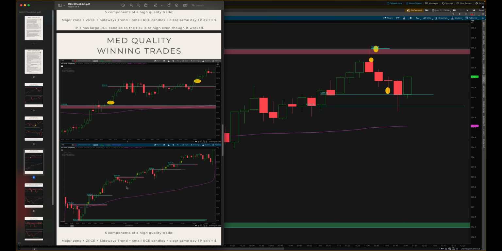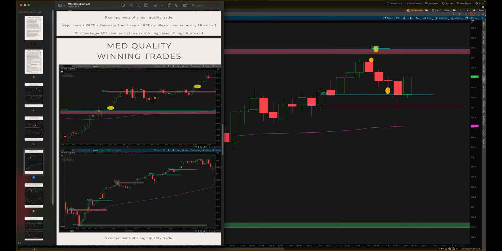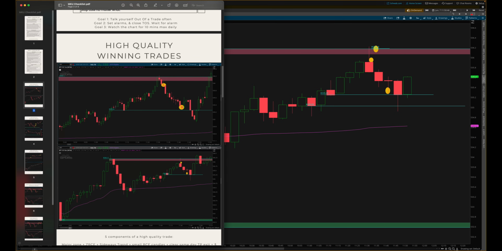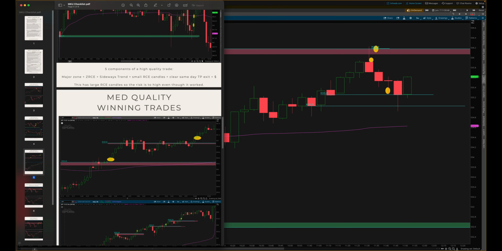I want the logic of: wait for the zone to get tapped, it hits the tap, wait for it to play out. Now, again, these trades work. If you visually understand these better than these over here, then for you it could be flipped. Some people see this as not a medium quality trade; for them it's high quality, and they just can't see this. It depends on the person.